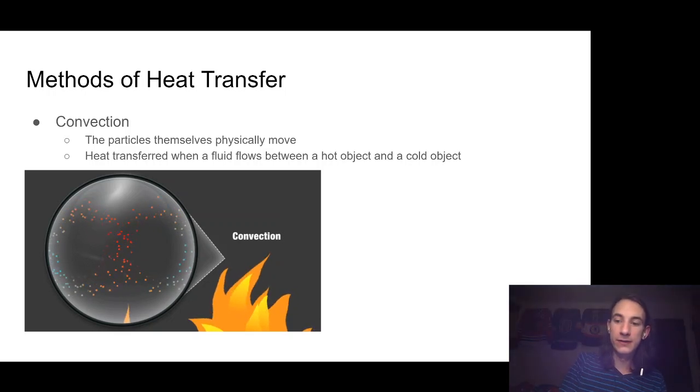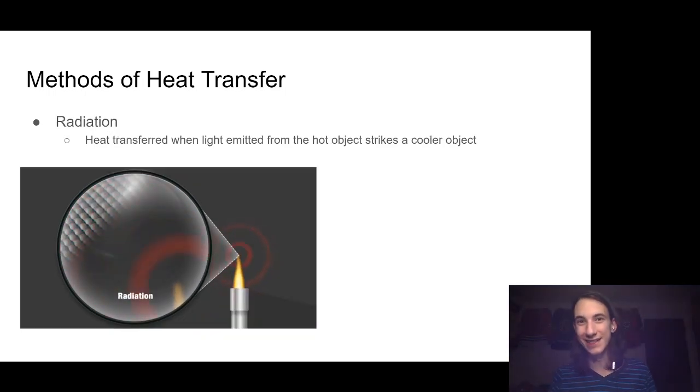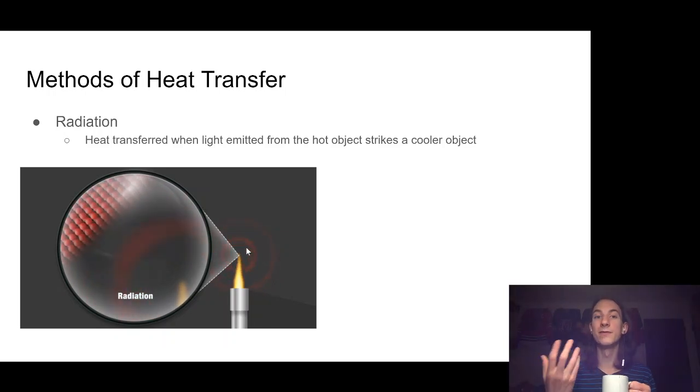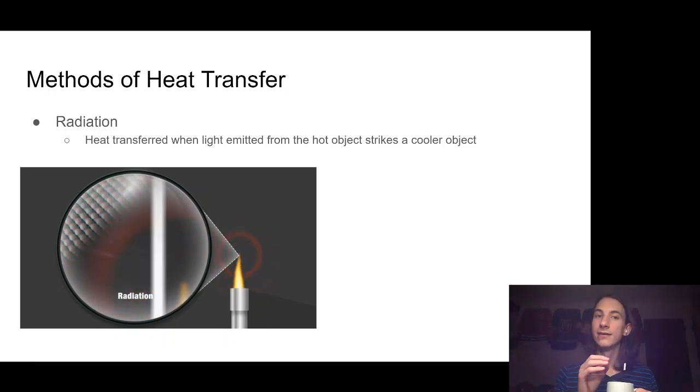And then the final one is the weirdest one, especially because we didn't get to study light, which we were going to do, but then this happened. So the last method is radiation. You'll kind of have to take my word for it, but light is a form of energy. So when light is emitted, it can transfer that energy. So radiation is just heat transferred when light emitted from a hot object strikes a cooler object. So when we have a fire going, it provides this infrared radiation, which is a form of light, which can be transferred and physically give energy.